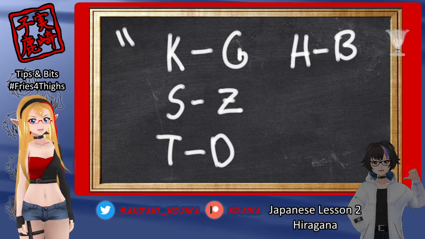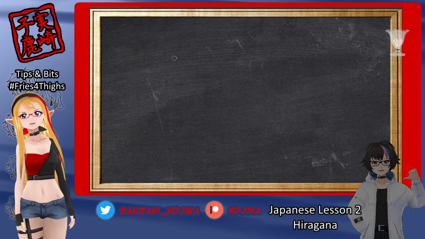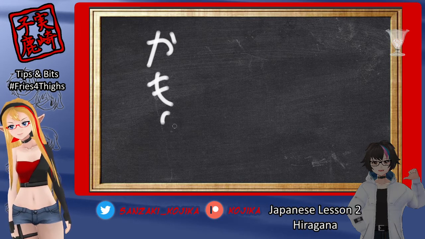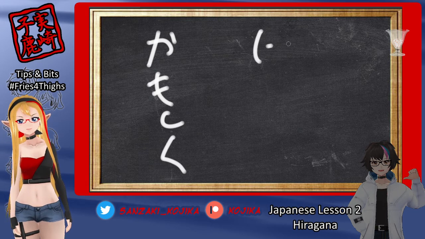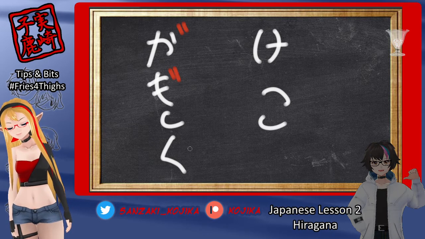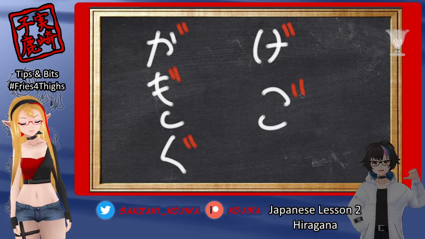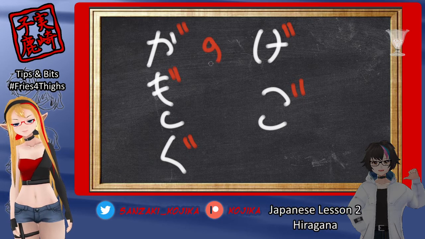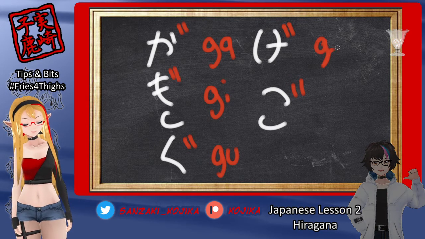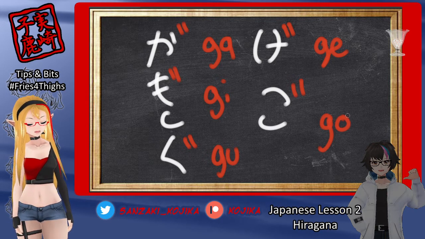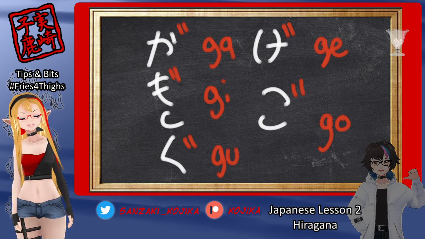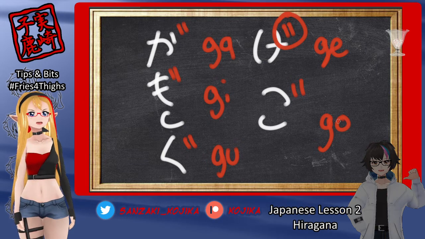We'll go ahead and cover these really quick too. So, ka, ki, ku, ke, ko. Add 10-10s. It's ga, gi, gu, ge, go. And so just like with the maru, the 10-10 is always placed to the top right of the symbol.